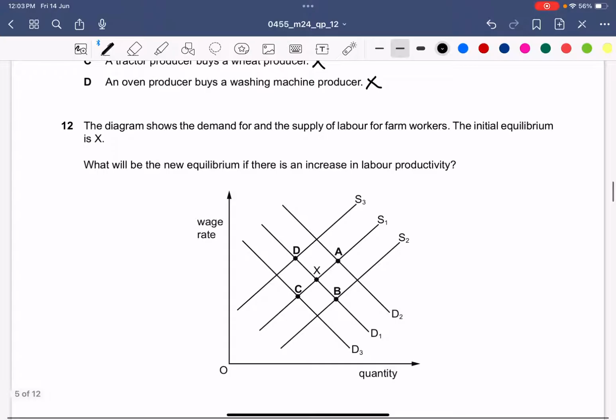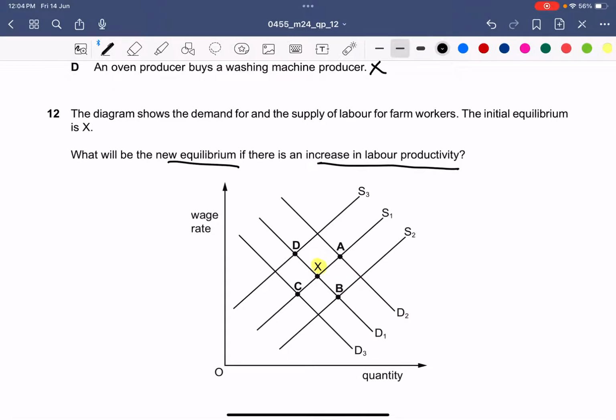Okay, question 12. The diagram shows the demand for and the supply of labor for farm workers. The initial equilibrium is X. What will be the new equilibrium if there's an increase in labor productivity? Okay, so increase in labor productivity, output increases. This means that firm owners are more willing to employ more workers, so this increases demand for workers. Okay, we see demand now. You shift rightwards. When it increases, it shifts rightwards. Yeah. So the new equilibrium is A.